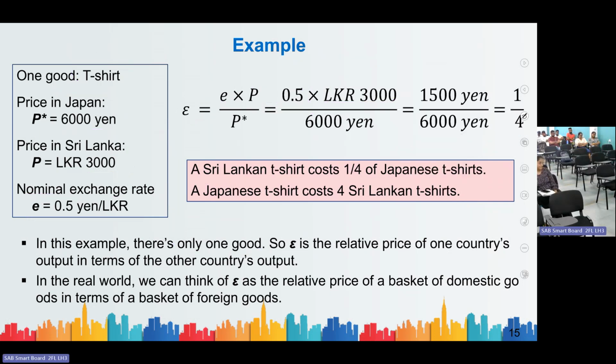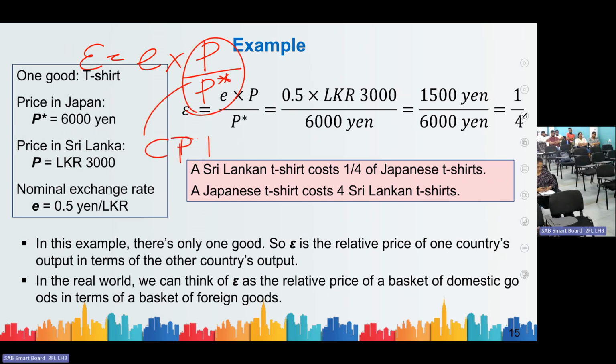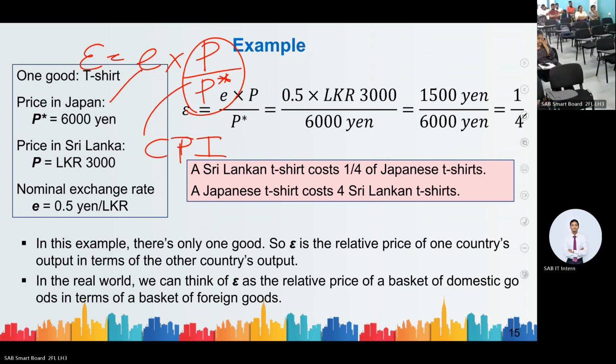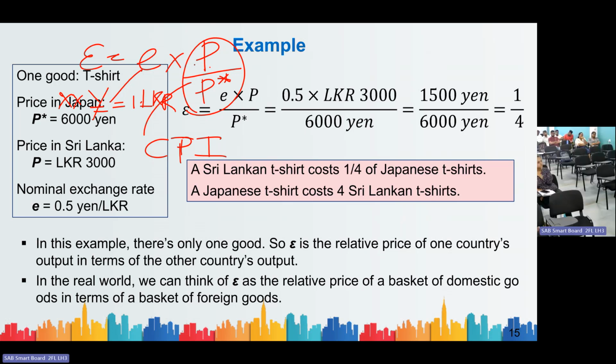In the real world, we calculate the real exchange rate in this way. Nominal exchange rate between two currencies multiplied by domestic price level divided by foreign price level. Usually these are the CPI values, consumer price indices, CPI in Sri Lanka divided by CPI in Japan. If we are talking about the exchange rate between LKR and yen, this is the amount of yen per one LKR, multiplied by CPI in Sri Lanka divided by CPI in Japan. We multiply by CPI in Sri Lanka and divide by CPI in Japan because we are using the indirect quote.